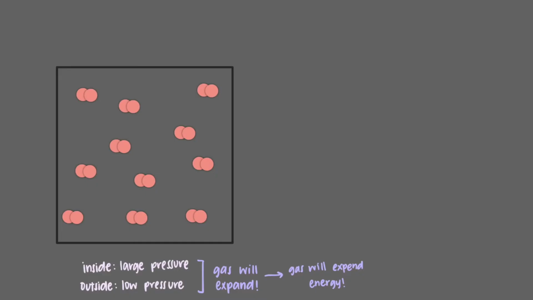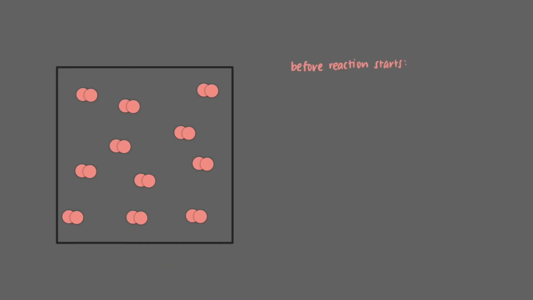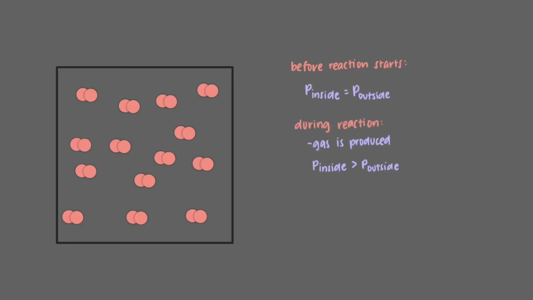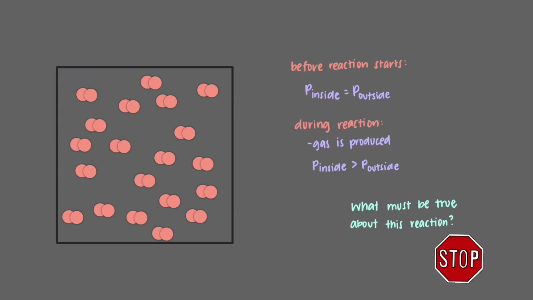So let's talk about a chemical reaction taking place in this container. Before the reaction starts, the inside and outside pressure are the same, but over the course of the reaction, gas is produced and the pressure inside starts to build. What must be true about this reaction?